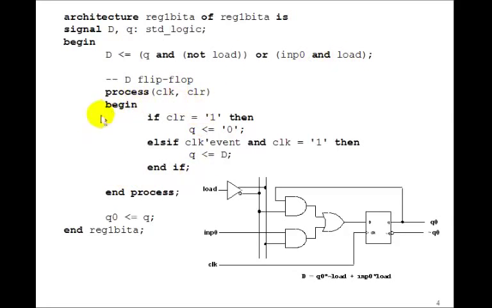And then we'll write our D flip-flop the same way we did back in lesson 64. We have a process with clock and clear. If clear equals 1, we'll have an asynchronous clear, Q0 gets 0. Else, now you remember clock'event and clock equals 1 means on the rising edge of the clock, then Q gets D. So that's just the behavior of this D flip-flop. And then we'll just set Q0 to the signal Q.